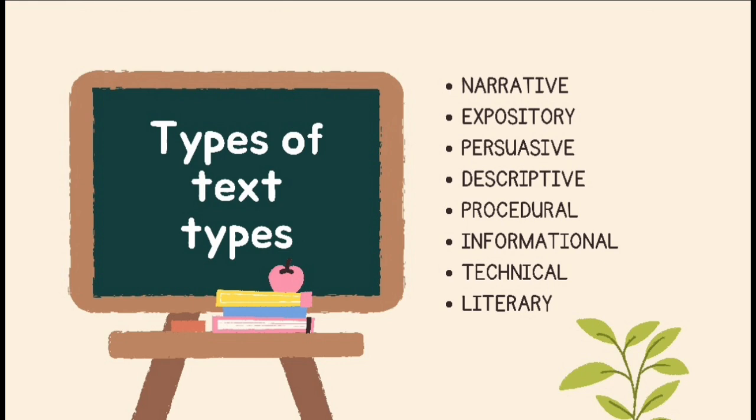Number 7. Technical. Goal: to explain complex concepts or processes in precise and technical language. Characteristics: uses specialist vocabulary, diagrams, and technical jargon. For example, engineering manuals, medical journals, computer programming guides.